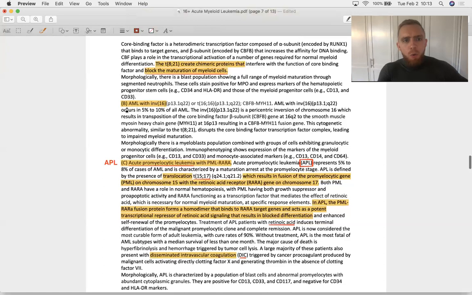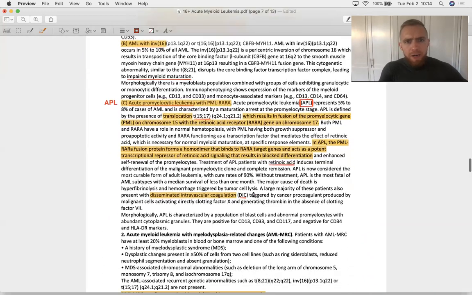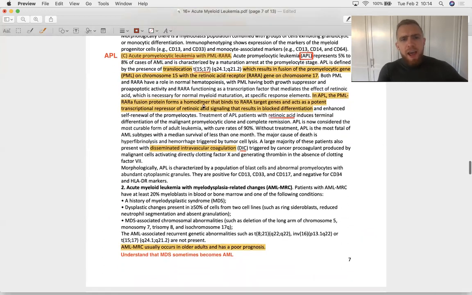Then there's an AML with an inverted 16 chromosome. And that's also going to impair myeloid maturation. Same thing going on there. Recognize the 16 inversion. And here we get to some good stuff. I will just about guarantee you'll see a test question on this.